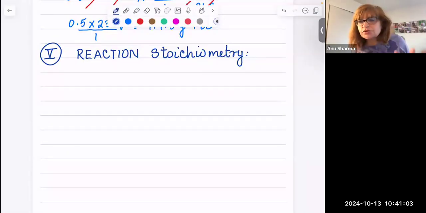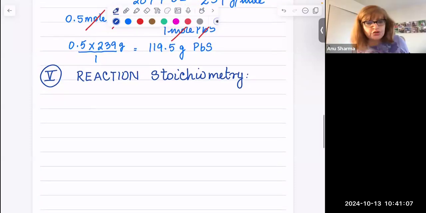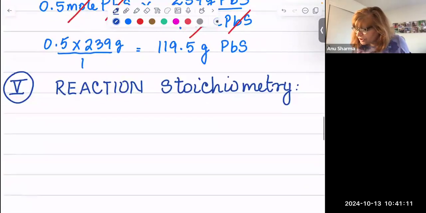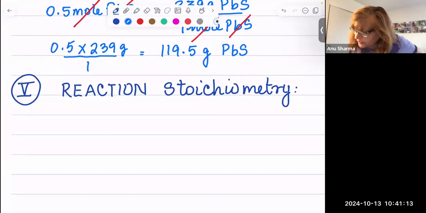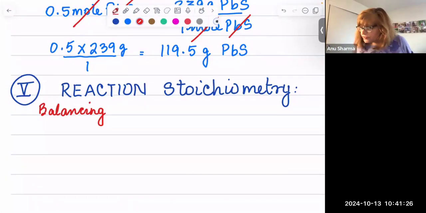Okay, so this is part 2 of the review, and here we are going to look at reaction stoichiometry. First of all, let's look at a simple one. In this case, what are we going to test? Number one thing, balancing. Can you balance? If you have not balanced, everything goes wrong. So balancing is very important, okay?